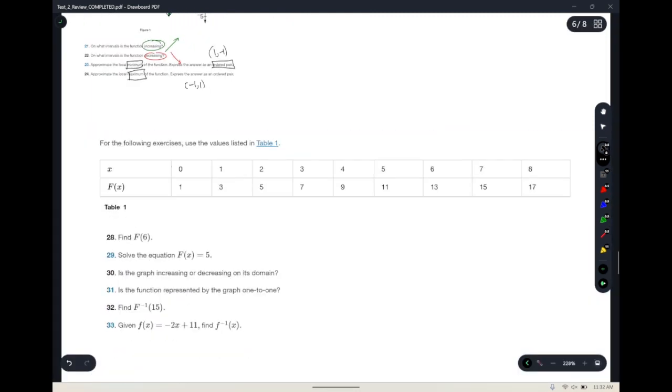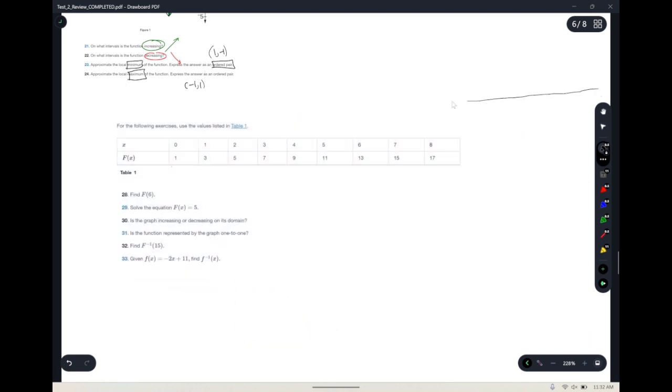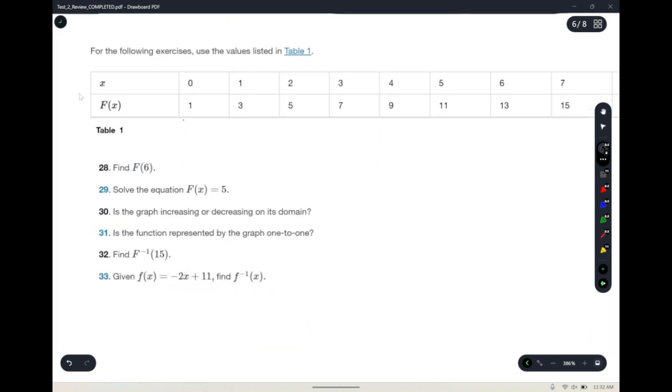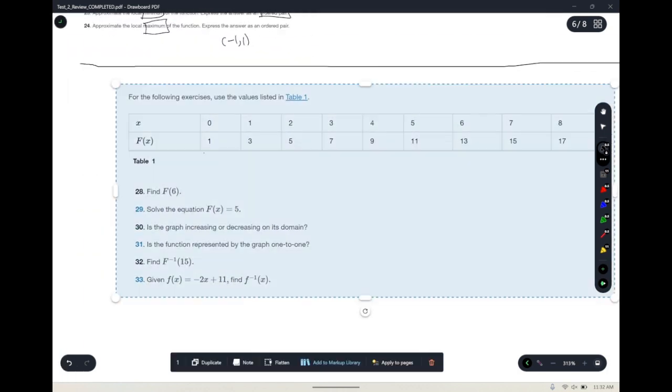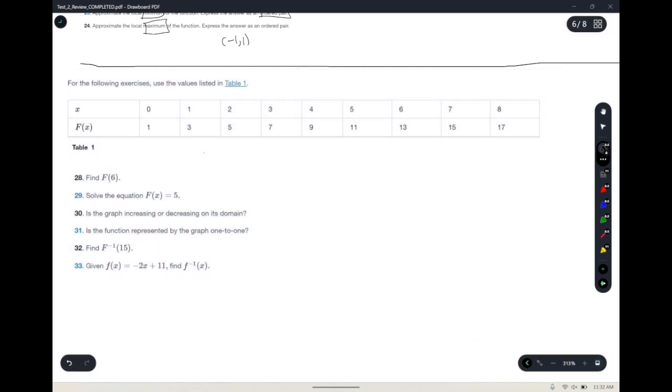Like f of x, look at that first one. That's the same question we've been doing. It's just in a table instead of in a function. What's f of 6? I know it's not on your paper, so you can just look up here. You're saying that f of 6 is 13? Where'd you look for that? Right there?